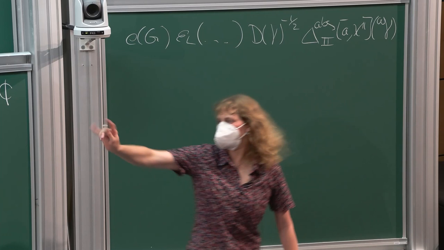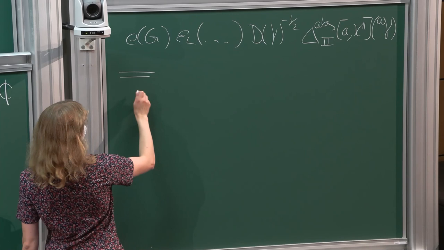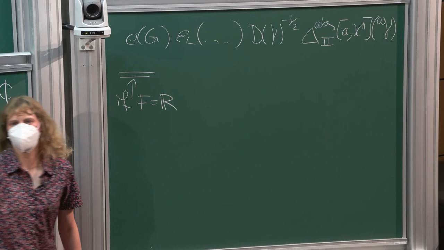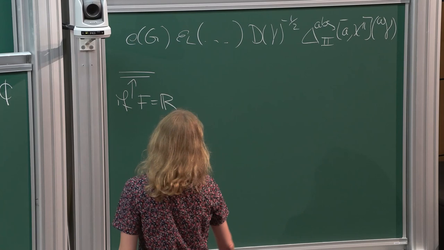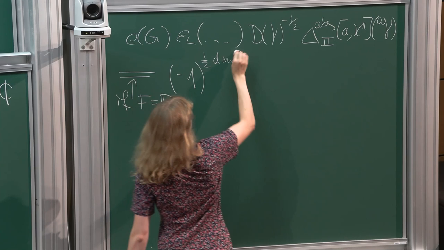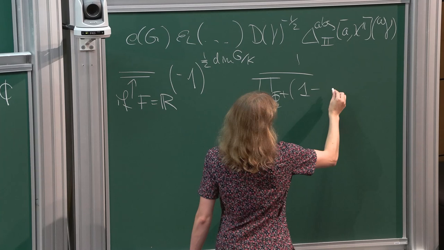And so here comes the magic. All the scary thing. Actually, this scary thing is equal to, if you now plug in the real numbers and interpret all these signs and expressions appropriately, then this, whatever it is, turns out to be minus 1 to the half the dimension of G over k times 1 over the product of the product over the positive roots, no, not the product.